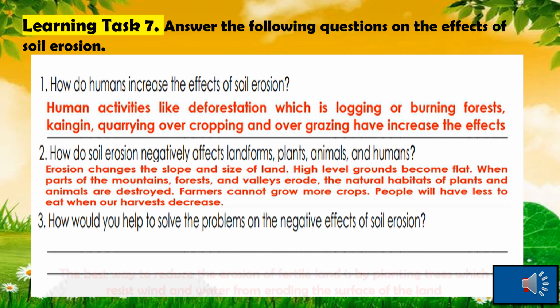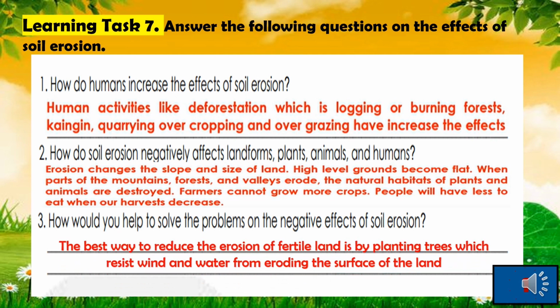And number 3, here is my sample answer. The way to reduce the erosion of fertile land is by planting trees which resist wind and water from eroding the surface of the land.